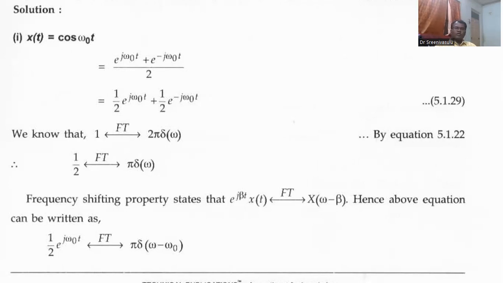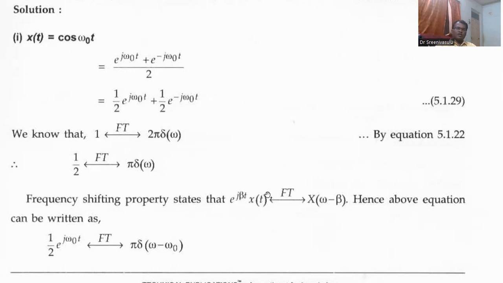From the Fourier transform properties, I am going to use the frequency shifting property. Now there is an x of t, and this x of t is multiplied with e power j beta t. The Fourier transform of e power j beta t times x of t is x of omega minus beta. This concept I am applying here. This e power j omega naught t is like e power j beta t. Here omega naught is equal to beta.